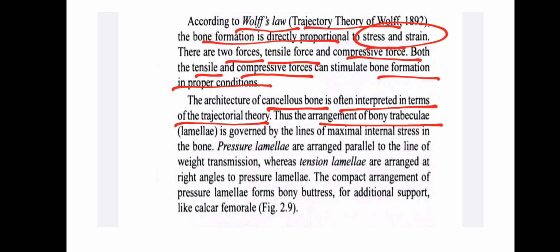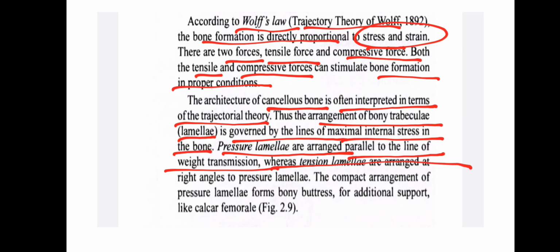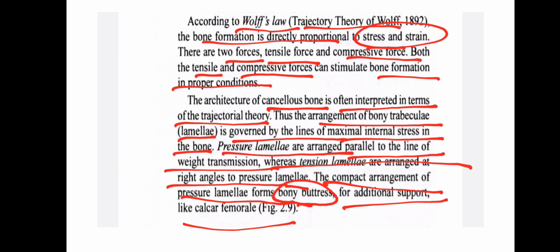Thus, the arrangement of bony trabeculae lamella is governed by the lines of maximal internal stress in the bone. Pressure lamella is arranged parallel to the line of weight transmission, whereas tension lamella are arranged at right angles to the pressure lamella. The compact arrangement of pressure lamella forms a bony buttress for additional support, like calcar femorale.